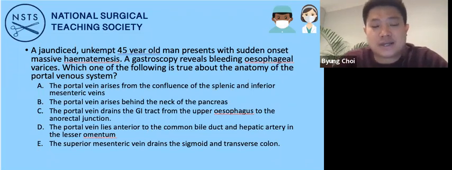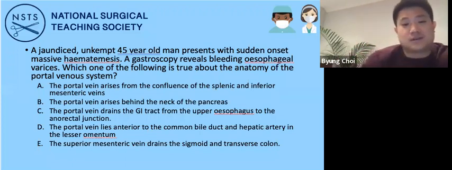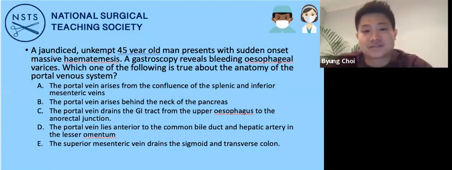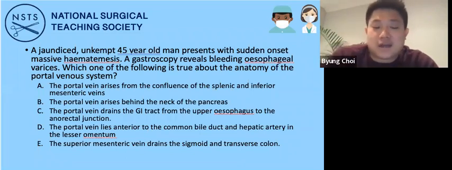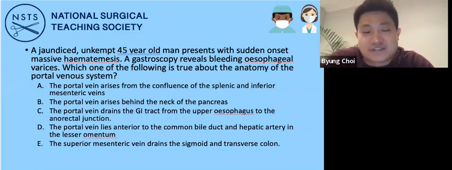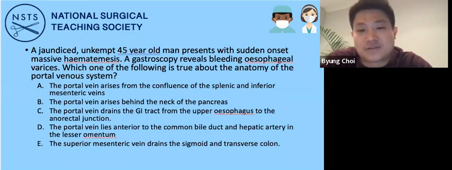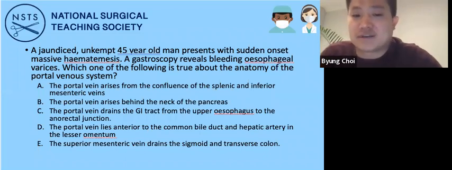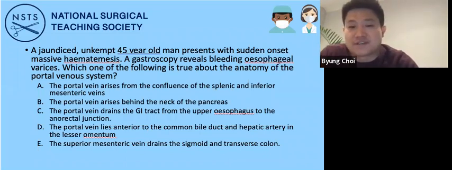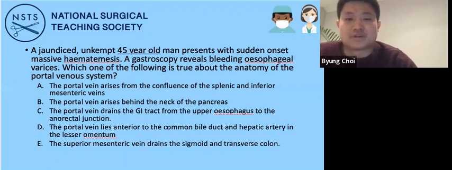But for this question, the answer would be B, in that the portal vein arises behind the neck of the pancreas. And so again, for these type of questions, I always just try to deduce, going through each one and trying to see whether they were true or not, essentially. And so going through them, A, the portal vein arises from the confluence of the splenic and inferior mesenteric veins. And we know that it's the splenic and superior mesenteric veins that form the portal vein, and the inferior mesenteric vein is a contributor of the splenic vein.